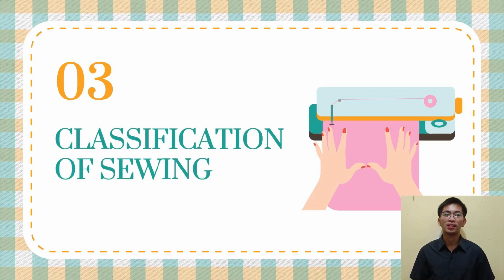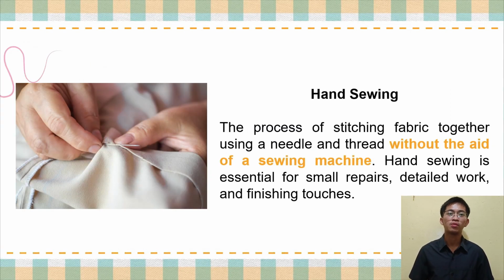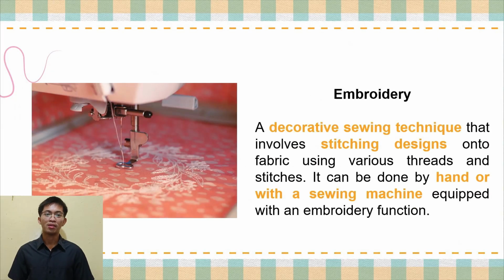Classification of sewing techniques. First is hand sewing. Hand sewing is a traditional way of stitching with just a needle and thread. It's great for small repairs and adding fine details. Next one is embroidery. Embroidery is a decorative technique that uses stitches to make designs on fabric.